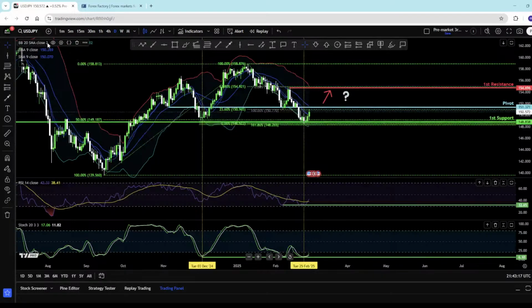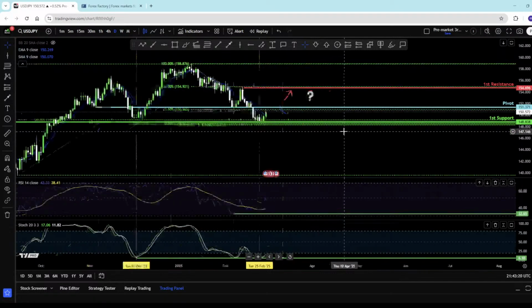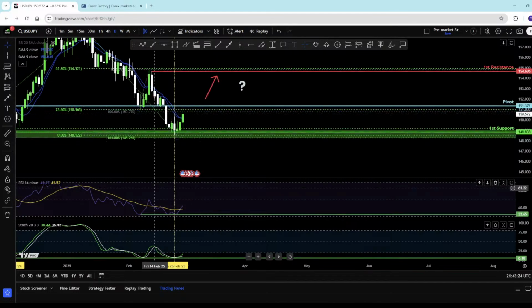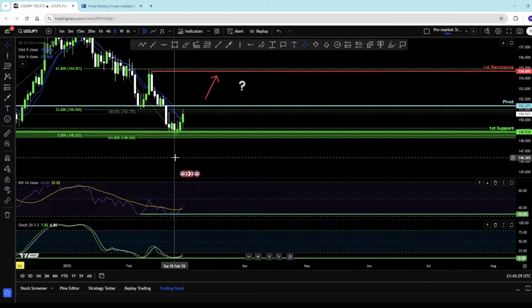Okay, now let's look at our EMA and SMAs. So price just recently crossed over the EMA and SMA, so that is supporting our analysis. It is giving us a bullish signal.